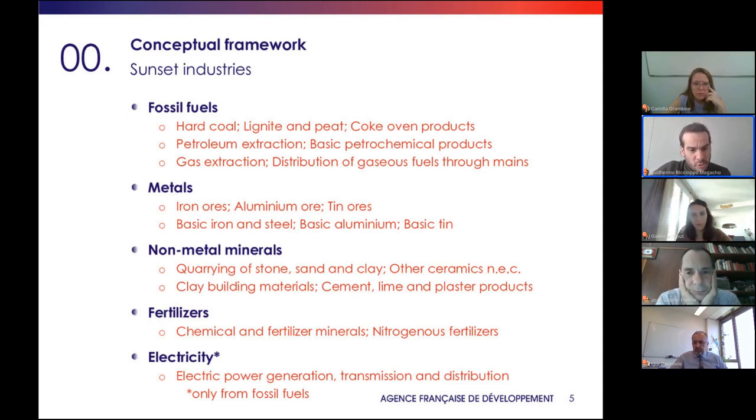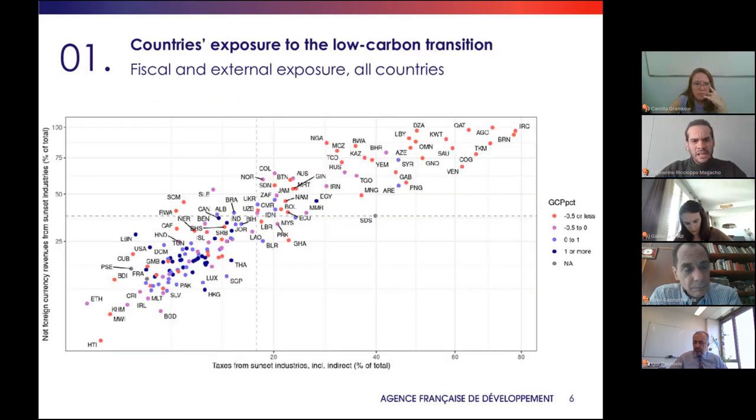We have electricity, but we take electricity only from fossil fuels, of course, because electricity is a more generic thing. And for example, for metals, we are taking only the metals that are very emitting. We have metals that have some relevant emissions, for example, nickel production. But because it's important for the transition, we take it out of these sunset industries. We do not consider it a sunset industry, of course, because it's a transition industry, an industry that's important for the transition itself. Well, here is the first simulation that we do.